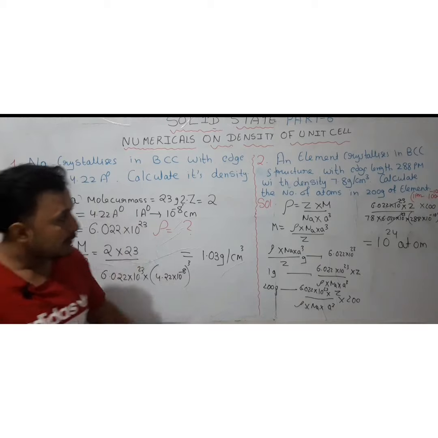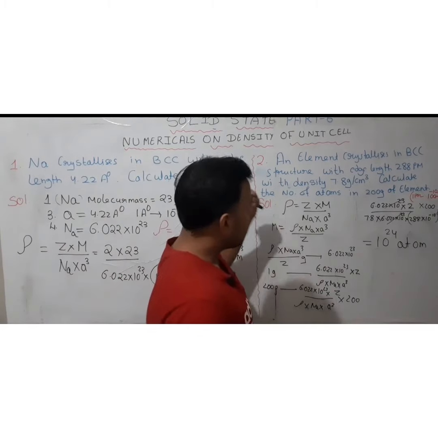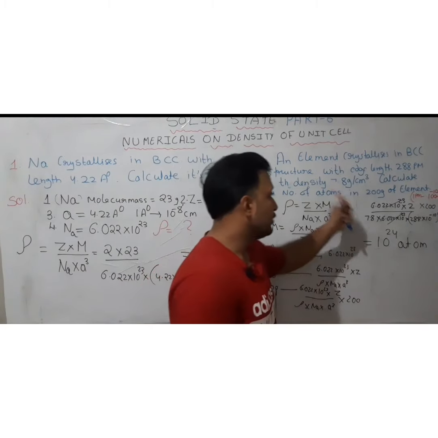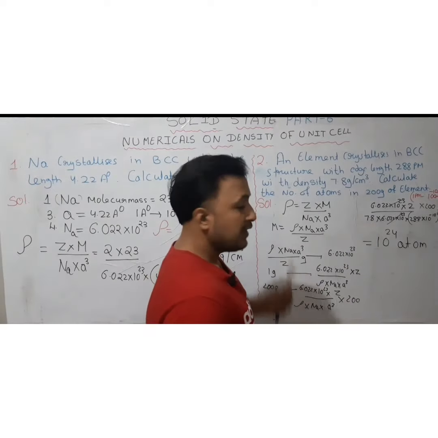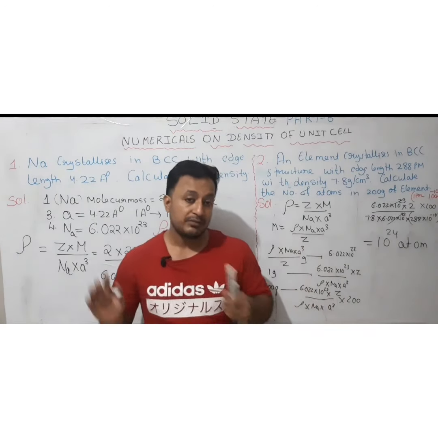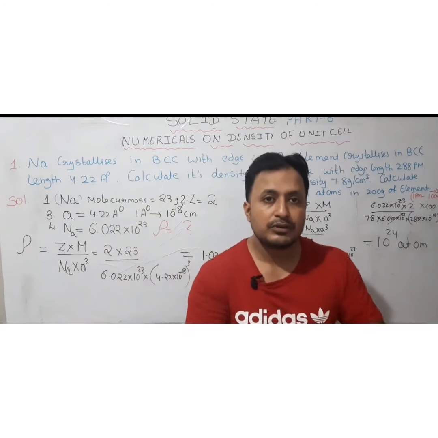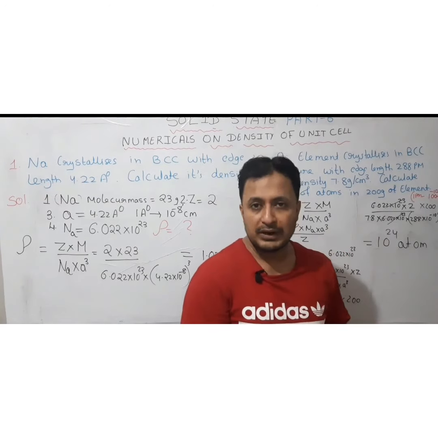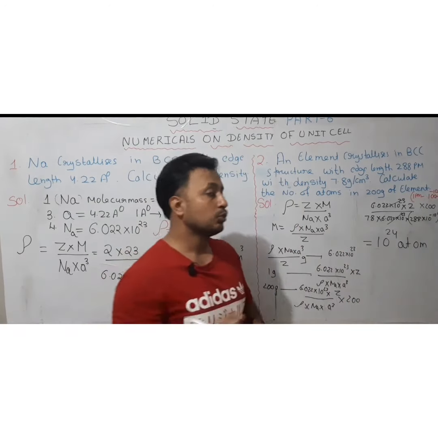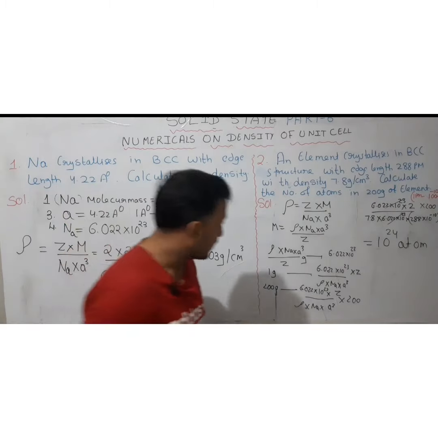Okay. Once again I am explaining. In this case they are asking about the number of atoms which are present in 200 gram of the element. So what we have done, we use the relationship that we know that molecular mass of the substance is always equivalent to the Avogadro number of atoms. It means that is 6.022 into 10 to the power 23 atoms.